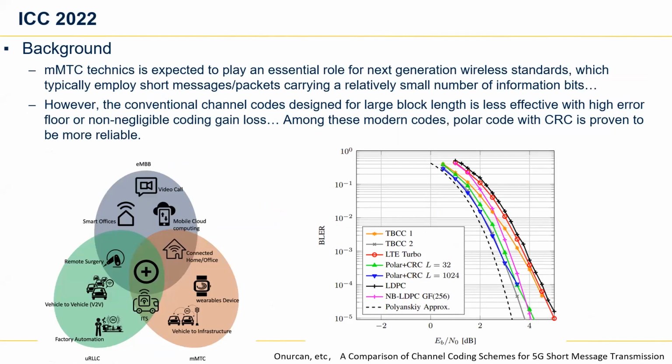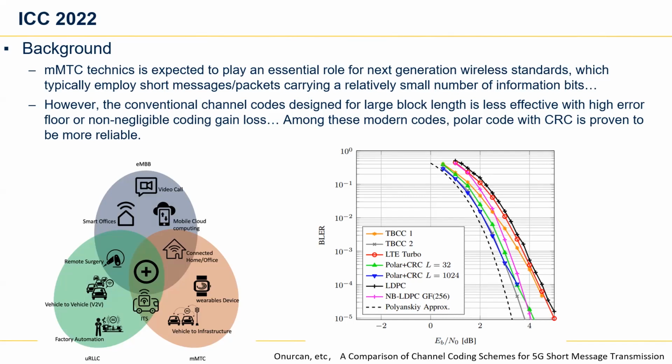As we know, 5G technologies comprise three parts, namely eMBB, URLLC, and mMTC. Machine-type communications typically employ short messages and short packets carrying a relatively small number of information bits for communications among electronic devices. However, conventional channel codes designed for large block lengths are less effective in such a short block length region. They usually exhibit a high error floor or non-negligible coding gain loss.